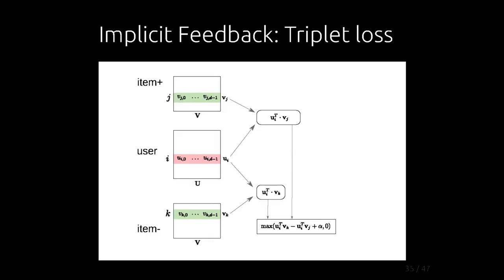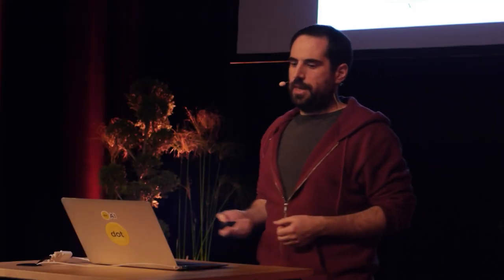What is important here is that the V embedding that embeds the items is actually the same for the positive and the negative, same matrix. We just take different rows in that same matrix. So we train the same model parameters. So those are shared or tied parameters.